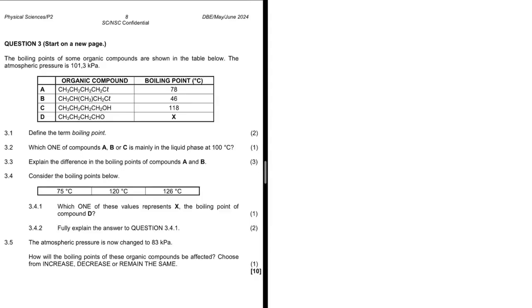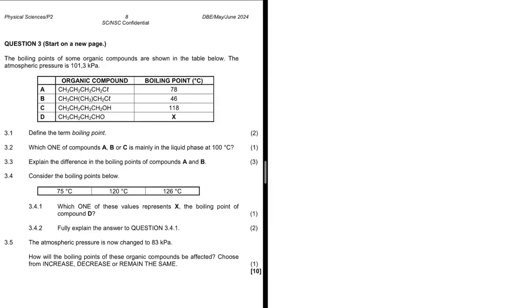Compound A. The boiling point of compound A is 78 degrees Celsius. So at 100 degrees Celsius, we are above the boiling point of compound A. So it is already a gas at 100 degrees Celsius because it boils at 78. Same is true with compound B. Compound B has a boiling point of 46 degrees Celsius. So at 100 degrees Celsius, it is above its boiling point. So it has turned from liquid to gas already. So C is the compound that is in the liquid phase at 100 degrees Celsius.